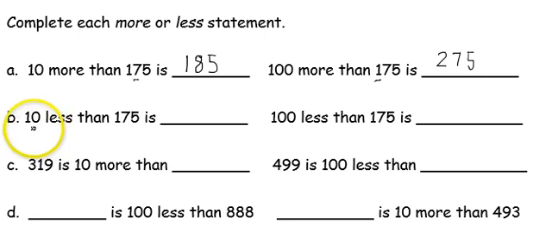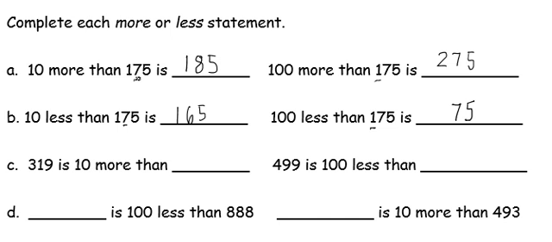In the next question, we're looking at 10 less than 175. So again, if I started with 7 tens, I'm going to take one of those tens away. I still have 100. Now I would have 6 tens and 5 ones for an answer of 165. And if I take 100 less than 175, I'm going to take 100 away. Well, I only have 1 to begin with, so that just leaves me with 75 as an answer.